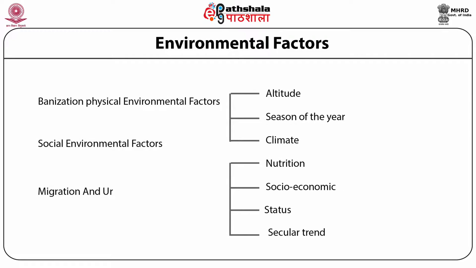Environmental factors. There are a number of environmental factors, like the first one, altitude. High altitude environments, that is an altitude of 3000 meters above sea level or higher, impose a number of stresses like hypoxia, cold, high solar radiation, low humidity, high winds and rough terrains. Since these stresses cannot be overcome by any cultural or behavioral adaptation, they result in differences in growth.